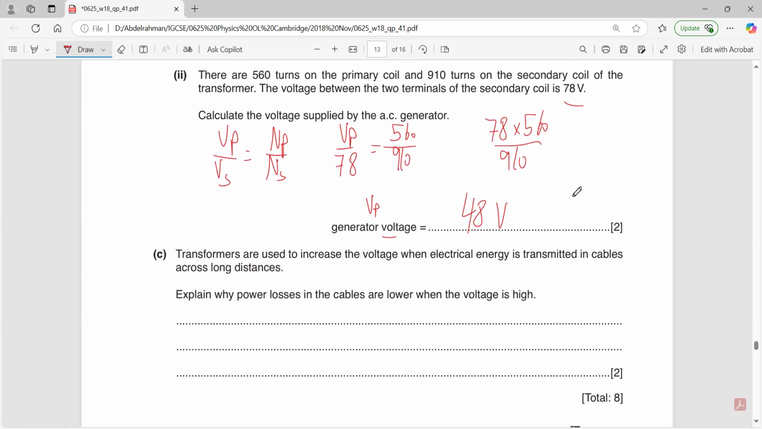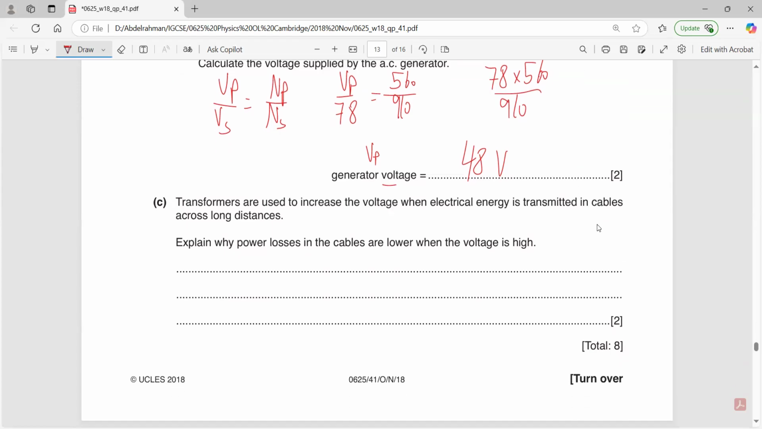Transformers are used to increase the voltage when the electrical energy is transmitted in cables across long distances. Explain why the power losses in the cables are lower when the voltage is high. When the voltage increases, what happens to the current? Current decreases. But as the current decreases, what happens to the power lost? Power lost decreases because the heat loss decreases.